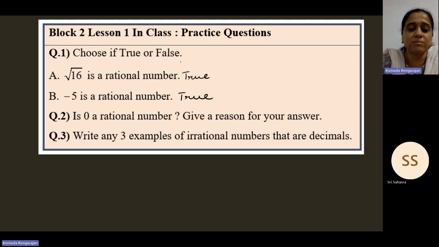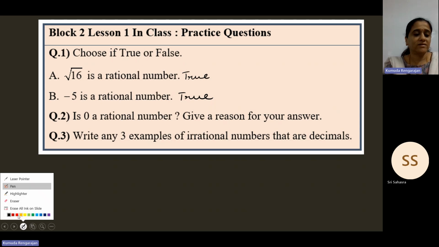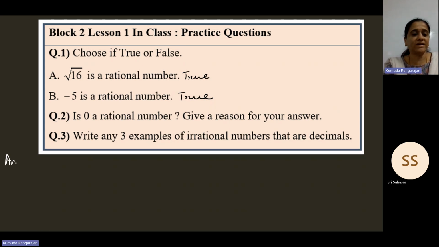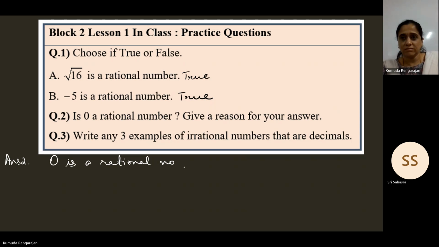Is 0 a rational number? Give a reason for your answer. 0 is not a rational number, ma'am. Okay. The answer for the second one is 0 is a rational number. 0 is a rational number. Because it has a P by Q form.